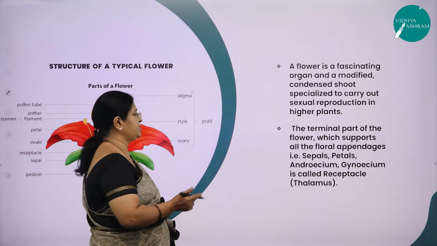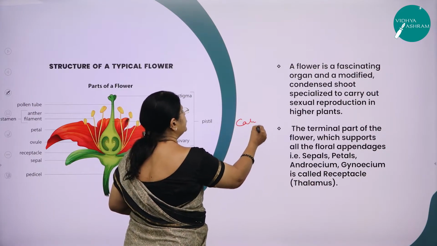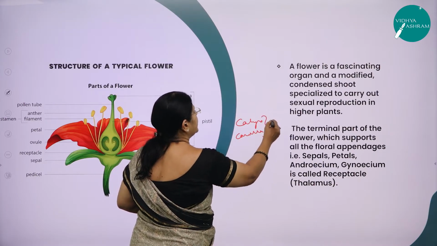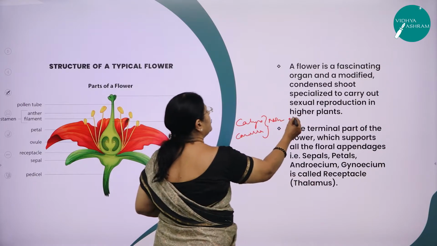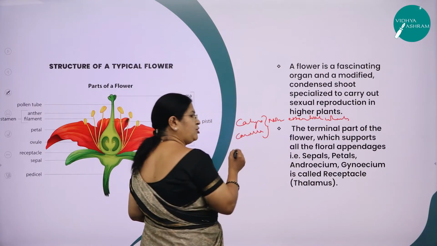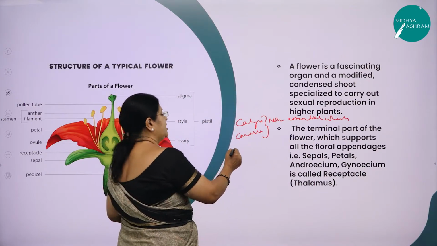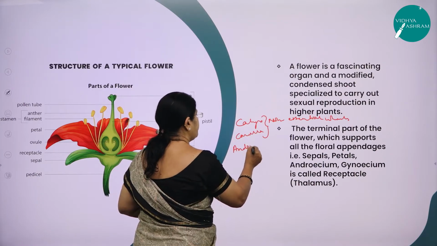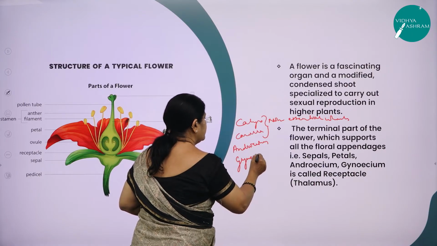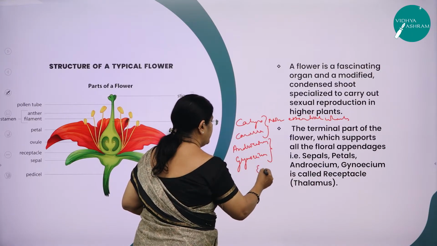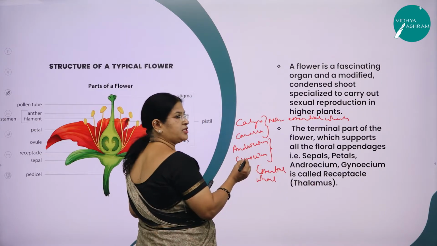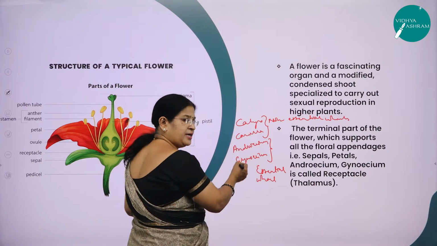What do you mean by non-essential whorls? Here, calyx and corolla together are called non-essential whorls. I'll tell you why they are called non-essential whorls. Whereas androecium and gynoecium are called essential whorls. What are the four whorls of a flower? Calyx, corolla, androecium and gynoecium.